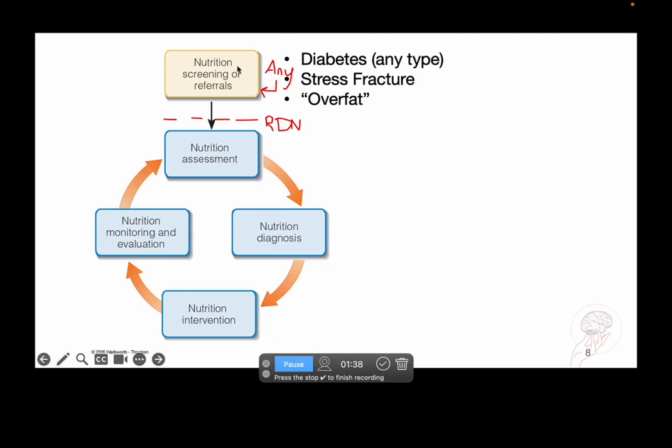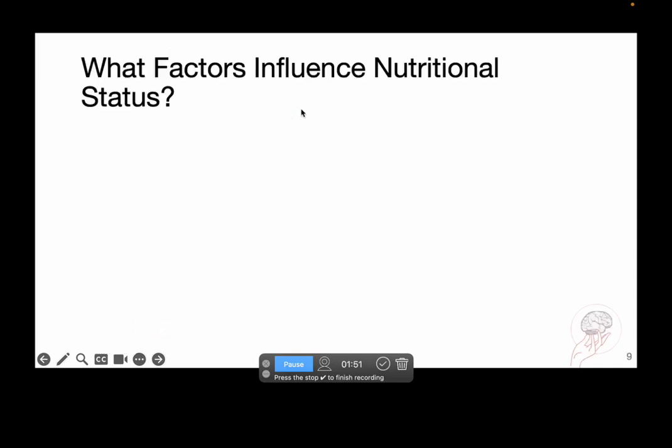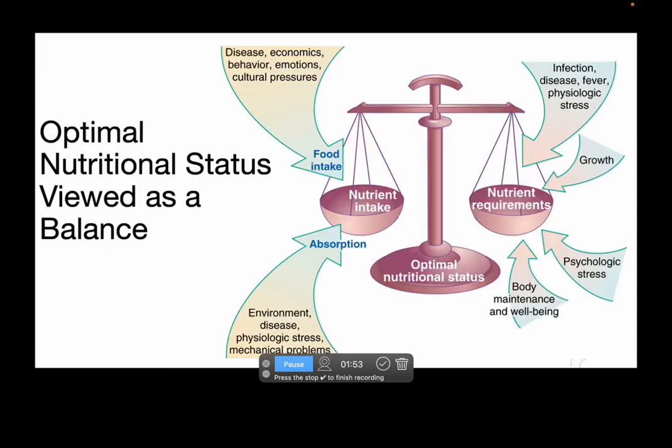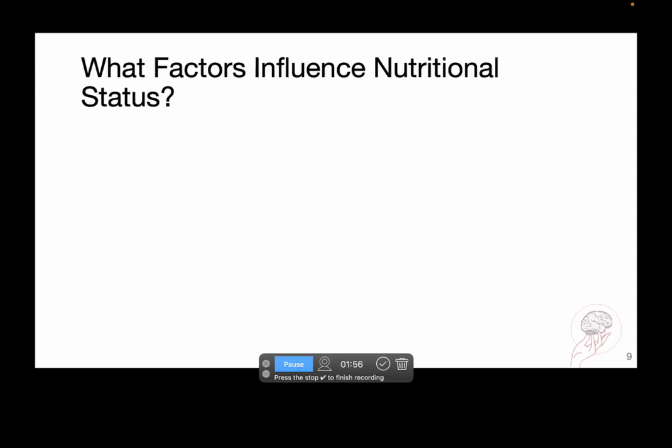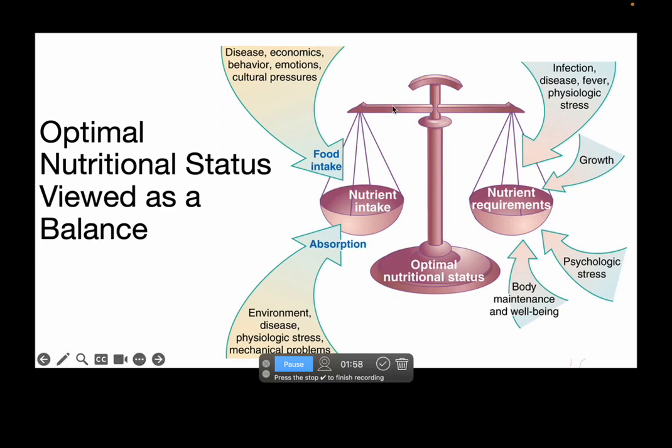So someone might get a screening or referral based on a diagnosis of diabetes, stress fracture, having over fat or excess adiposity. So we need to think about what factors influence nutritional status. Well, the optimal nutrition status is often thought of as a balance, where nutrient intake is on one side and nutrient requirements are on the other. But these aren't equally weighted because different things go into both sides. Let's start with the food intake and absorption.